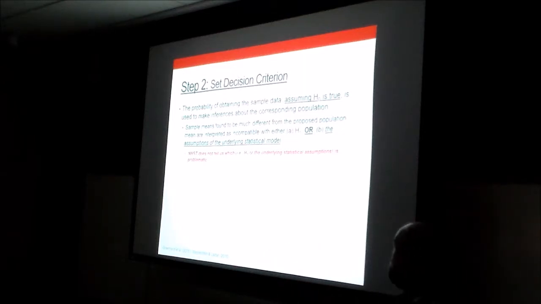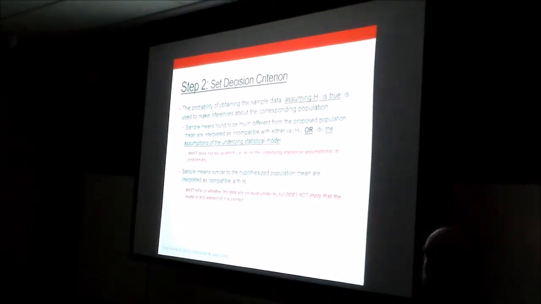Okay? But these are the types of things, if you're doing this at a professional level, you're all doctoral candidates, so I expect you to all do this at a professional level. These are the types of things you want to be aware of and be thinking about. Okay? If, however, we go through and find our sample mean similar to the hypothesized mean, we interpret this as relatively compatible with our expected value under the null. Our null hypothesis tells us whether data are unusual given the null hypothesis, but it doesn't imply that the model or any aspect of it is correct.